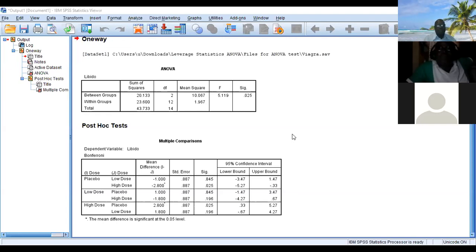Because this first one is removing high dose from placebo. But let's look at the one that removes placebo from high dose, which is this one. And you see, the difference is 2.8 and the confidence interval is 0.33 to 5.27. The confidence interval does not include zero. If you look at the other three that are not significant, their confidence interval includes zero.